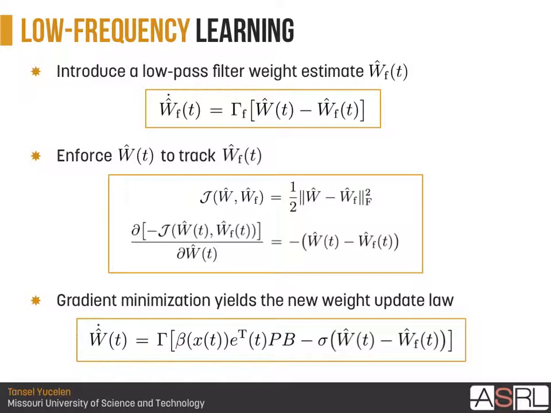Now, it looks similar to sigma modification. If you replace W hat F with 0, you recover sigma modification. But the problem with sigma modification is, as we discussed, if you choose that parameter to be large, then your adaptation process will be prohibited. Basically, it will drive your weight to 0 based on this cost minimization procedure.